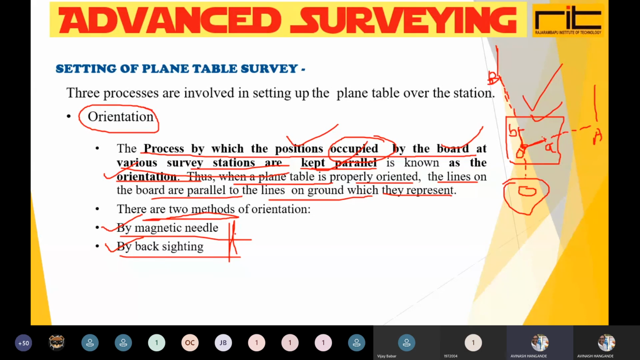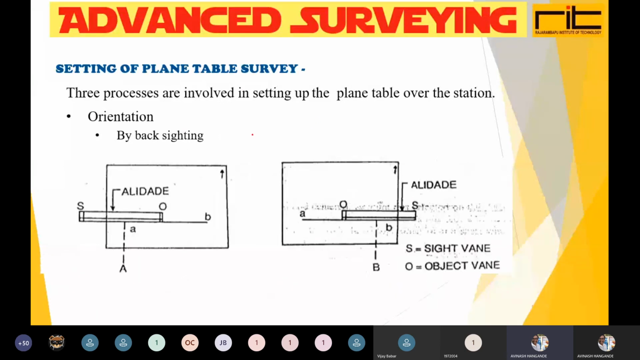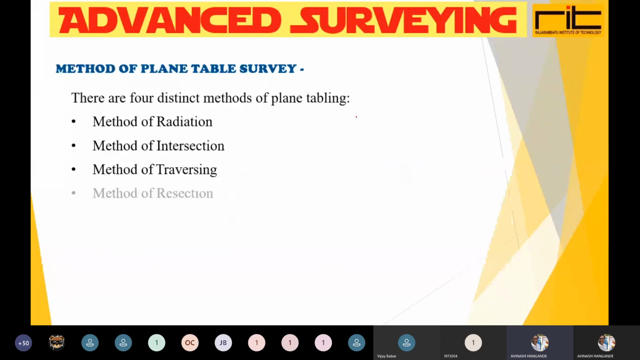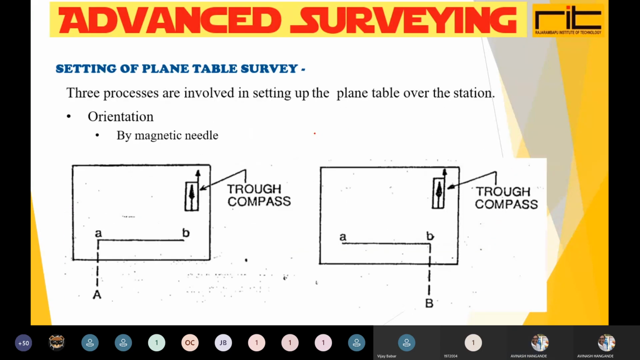Okay, so I hope you have understood today's session. Okay, up to this part we had seen. In next lecture we will see the orientation method by magnetic needle, orientation method by backsetting. Okay, then there are various methods of plane table surveying. These are radiation, intersection, traversing, resection. That will be seen in the next lecture. I hope everyone had understood.